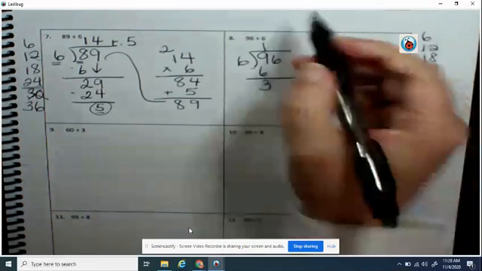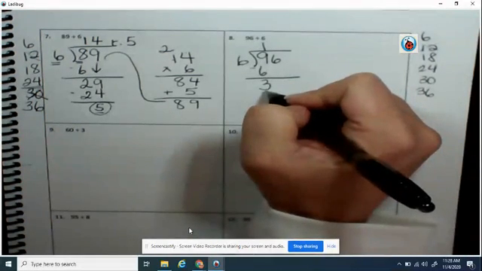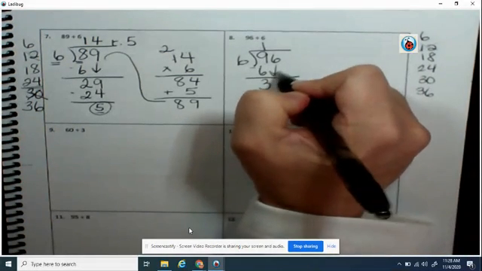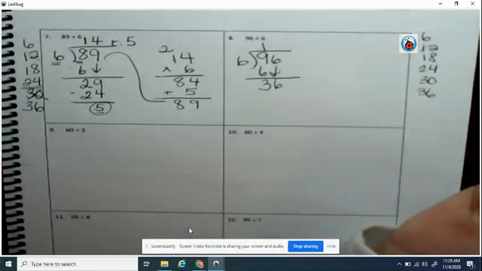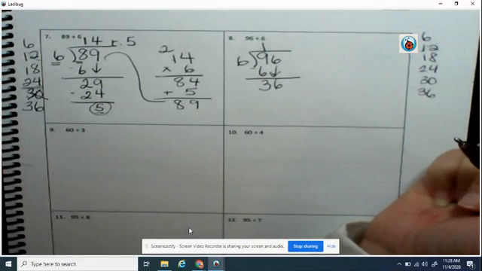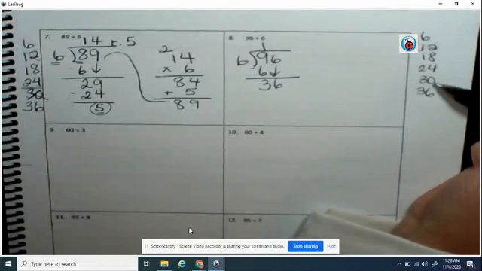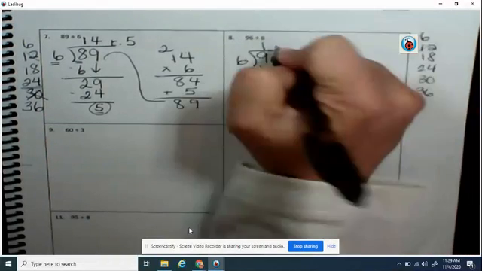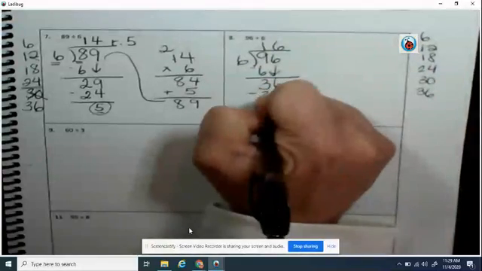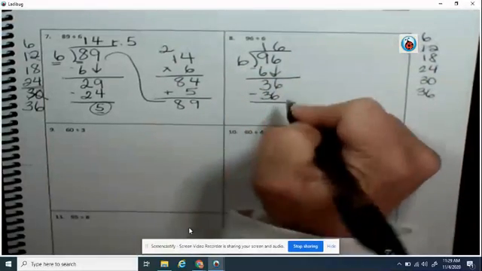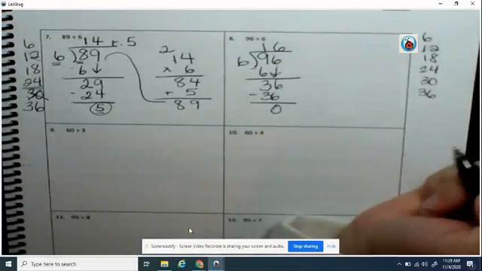left over. Okay, so then I need to combine that 3 tens with my 1s that I still have. So I have 36. Okay, if I look over here, 1, 2, 3, 4, 5, 6. 6 times 6 is 36. So I'm going to use up all of those by breaking them into 6 groups. There's nothing left over, so it's 16 remainder 0.